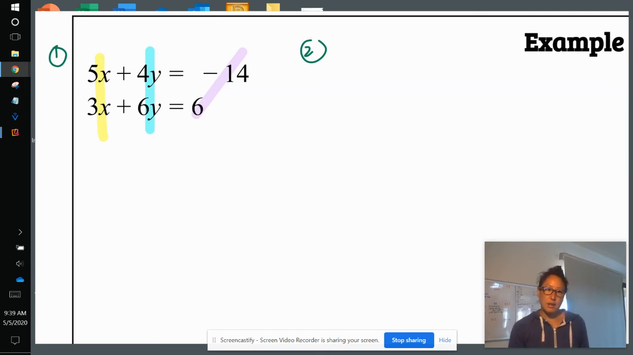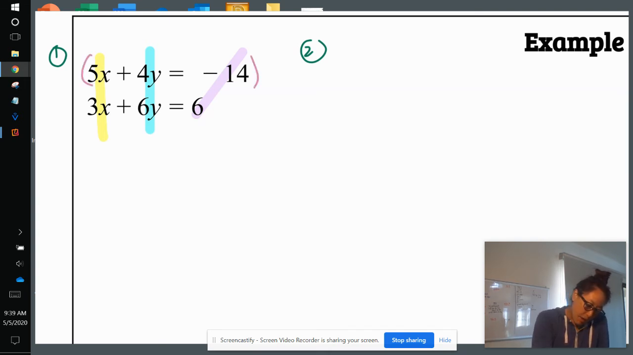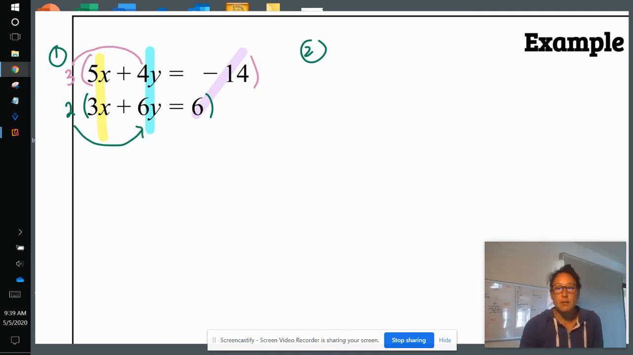Personally, I want to eliminate the y because I can see that if I multiply the top equation by 3, when I multiply 3 times 4, I get 12y. Then when I multiply the bottom equation by 2, 2 times 6 is going to give me 12y. So now since both the signs are positive, I'm going to make the bottom multiplied by -2. You can do either the top or the bottom. It doesn't matter. Okay, so let's go ahead and distribute.